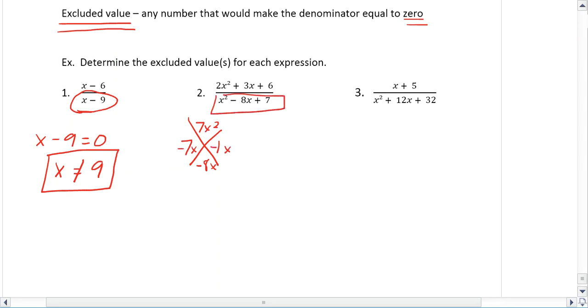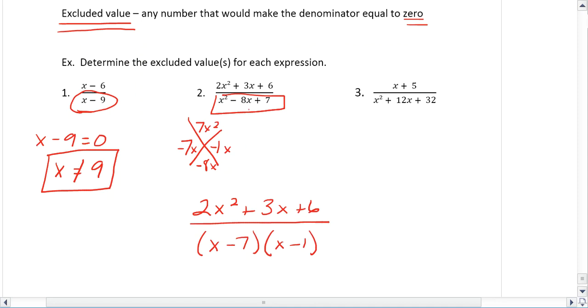Therefore, I can factor this into, I'm going to write the entire fraction here just to be very clear. So here's my numerator. And the denominator factors into x minus 7, x minus 1. I'm doing a quick check, foiling, yep, it's good.